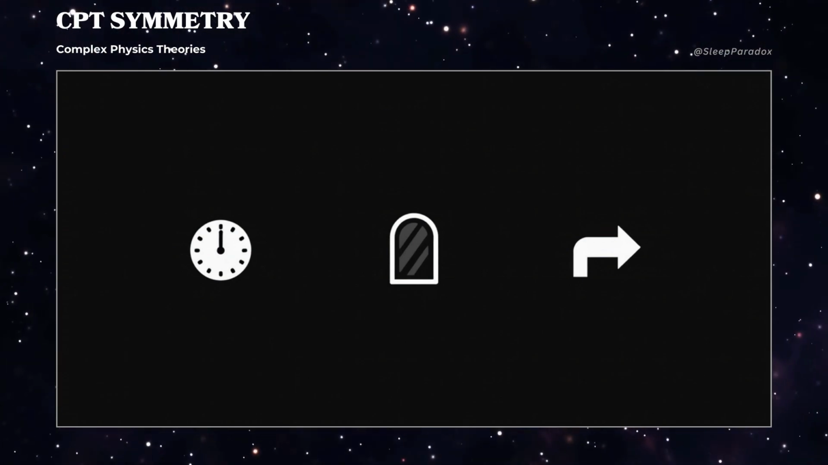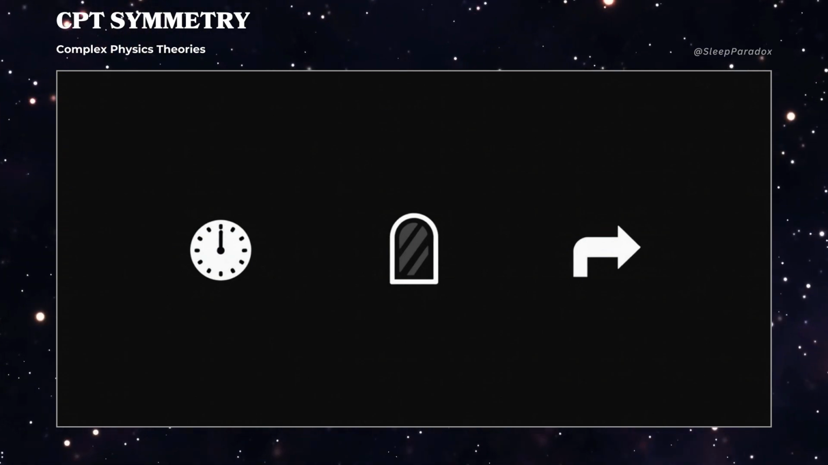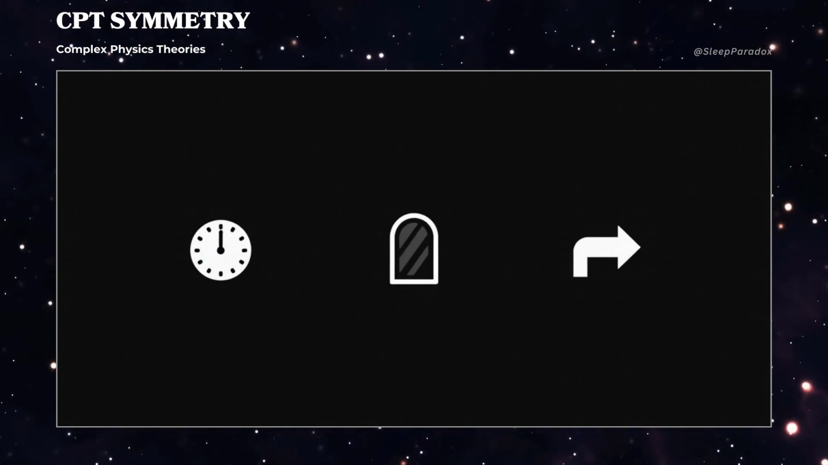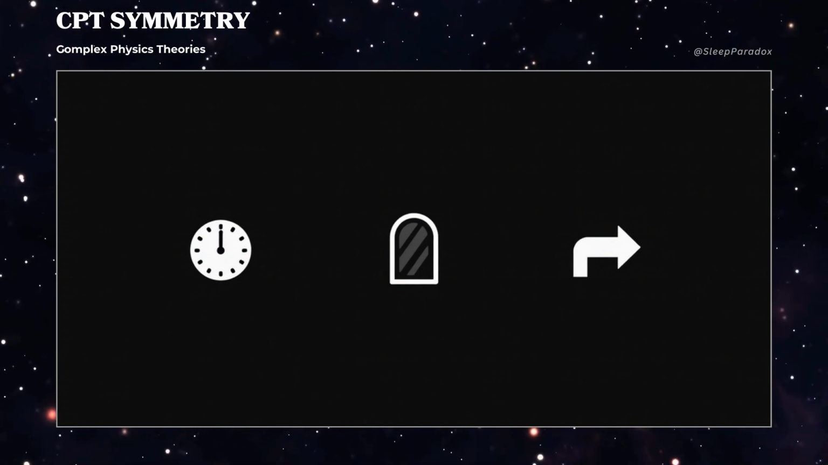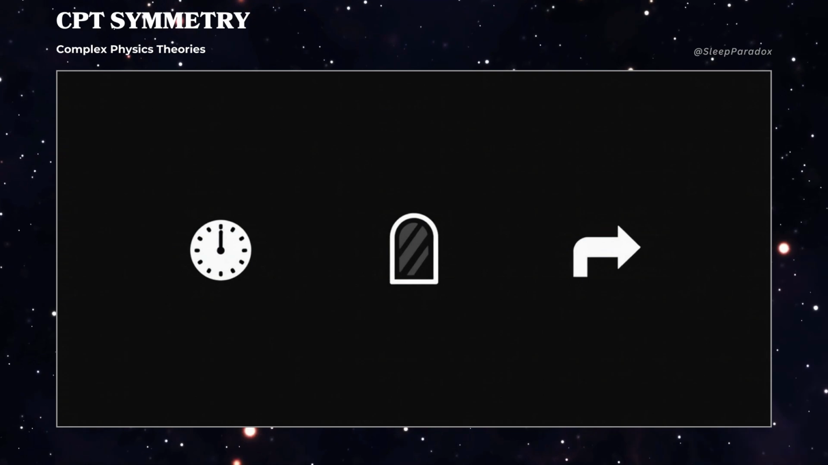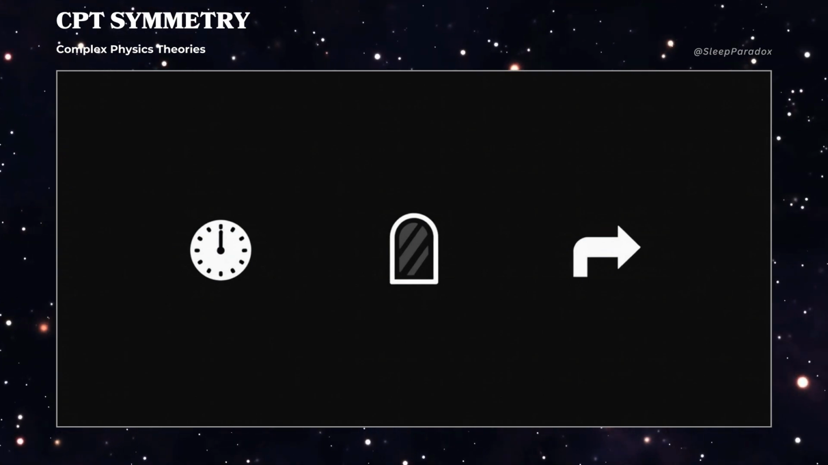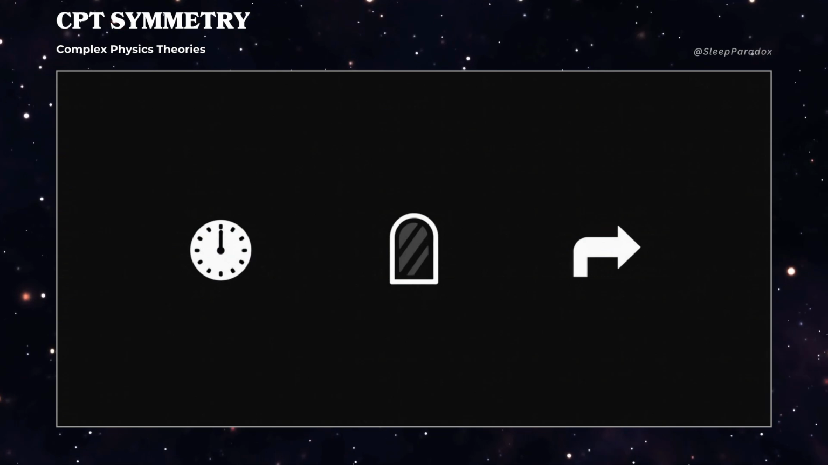Time reversal means playing a process backward. If you filmed a bouncing ball and reversed the footage, it would still make sense physically. But for certain quantum processes, especially those involving particle decays, running the sequence in reverse doesn't follow the same rules. That means time symmetry can also be broken. But here's the remarkable part.